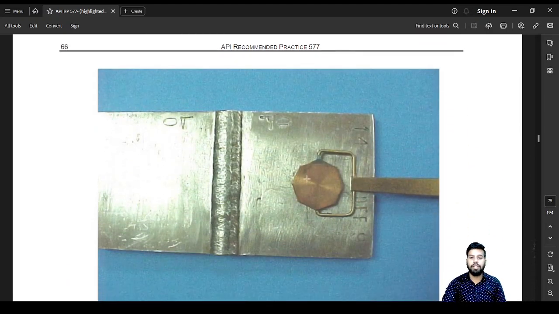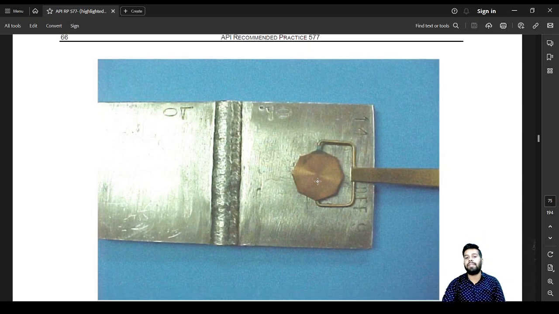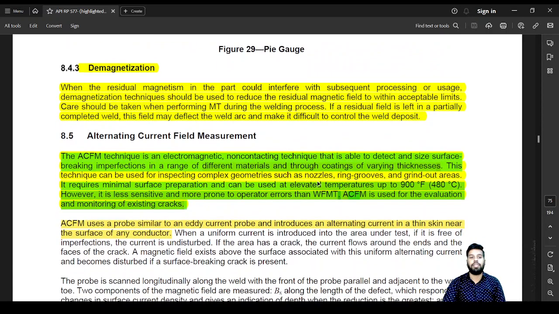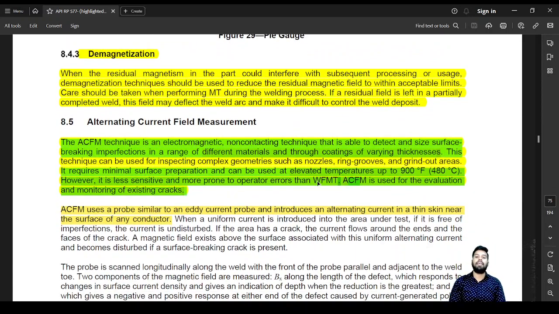This is a pi gauge. This will tell you about the direction of the magnetic field. The final thing we have to do is demagnetization. When the residual magnetic field in the part could interfere with subsequent processing or usage, the demagnetization technique should be used to reduce the residual magnetic field to within the permissible limit.